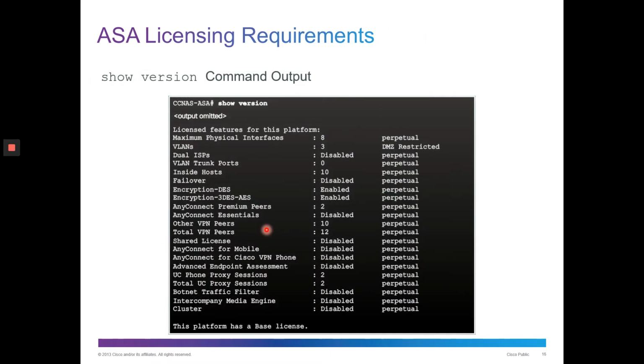Again, if you want to check which version you got on your ASA when you bought it, you can run a command called show version, and it will tell you what license you have on your ASA. And there's another command called show activation-key that will also provide you this information.